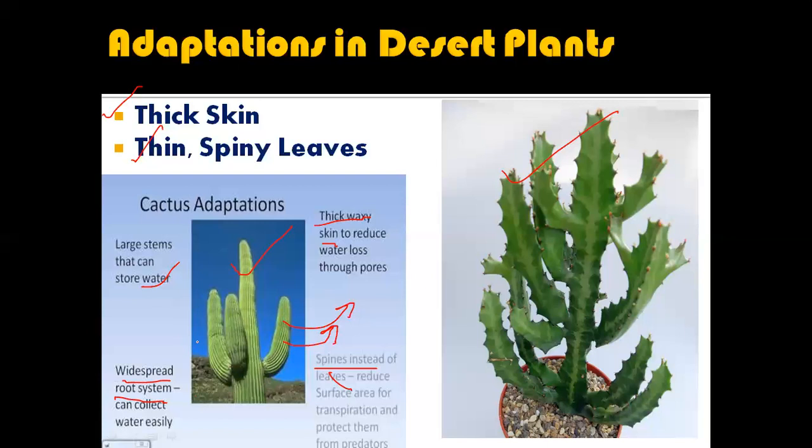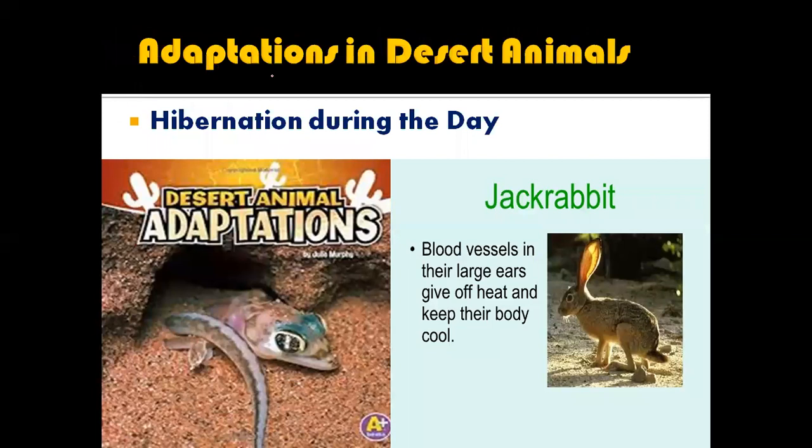If we see adaptations in desert animals now, a very important adaptation is hibernation. Hibernation means to hide under some support, to hide in unfavorable conditions. For example, you see this lizard hiding under the sand in the scorching day heat in the desert to keep it cool, as well as just to save it from water loss.